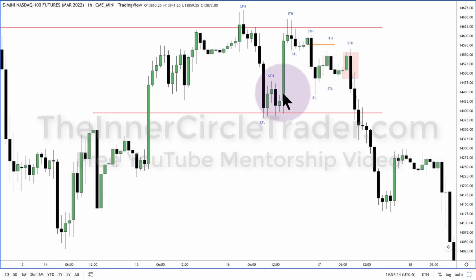Whereas if you're looking at this, low, high, higher low, failed higher high, higher low. So what's forming here? A pennant or a triangle pattern, right? How do you know which side's going to break out?